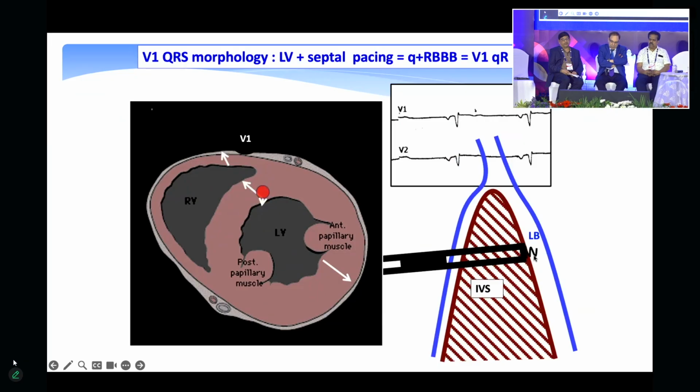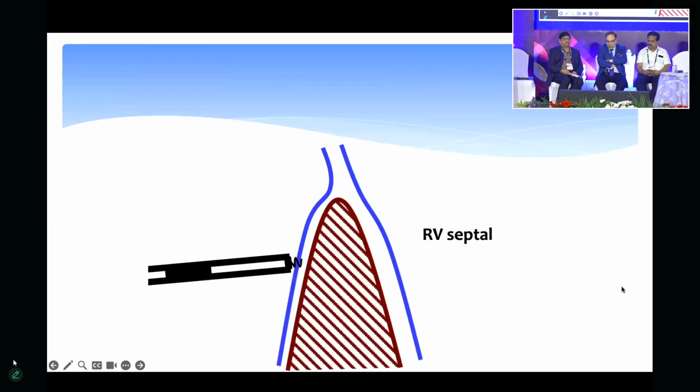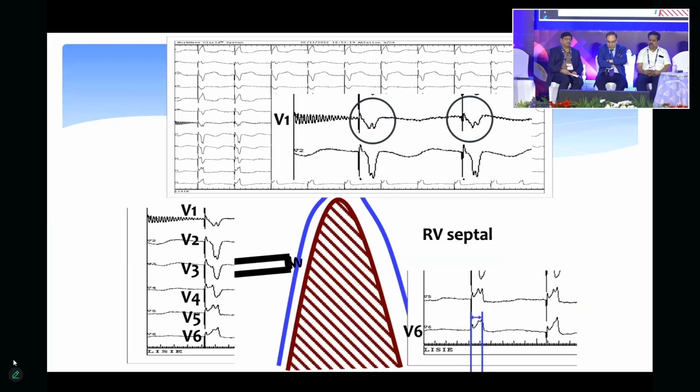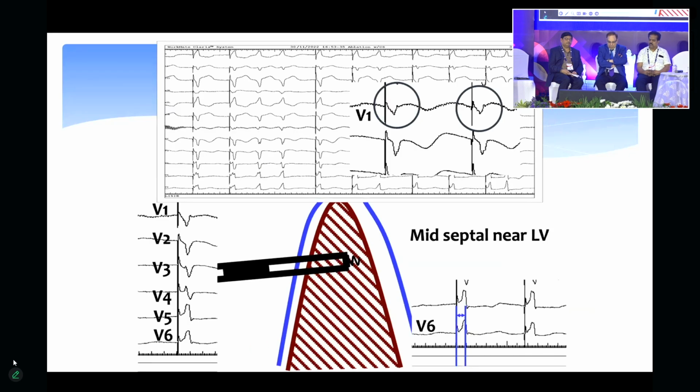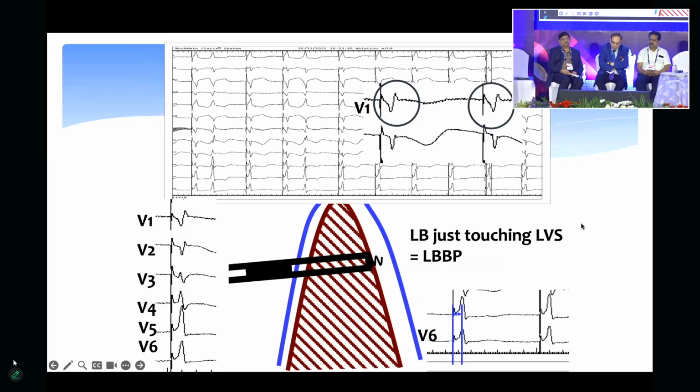When we pace the left bundle, we will almost always capture part of the left bundle and part of the septum. So you get a Q plus an R. So you get a QR in V1. That's what you typically get. So RV septal, we get this negative pattern in V1. When you get near the LV, you start getting a little bit of left bundle pacing. So you get a tiny R prime in V1. And once we get there, we get a big R prime in V1, which is typically at least one third of the total QRS in V1.